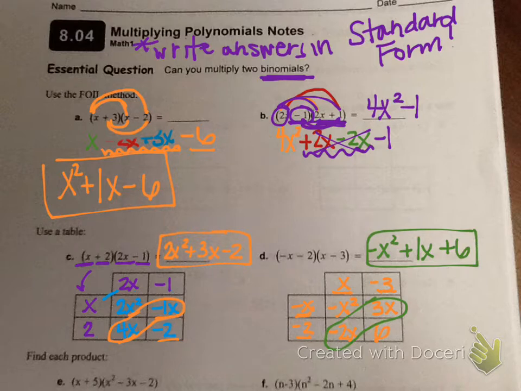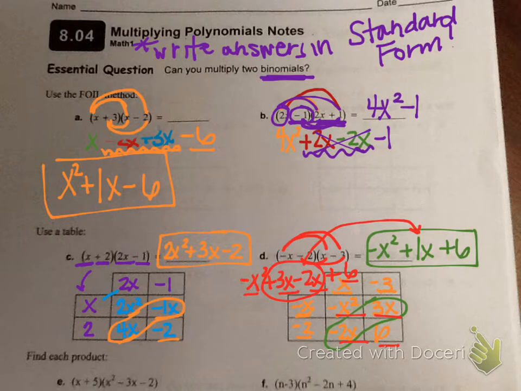Now, if you wanted to check by using FOIL, we can do that. Negative x times x, negative x squared. Negative x times negative 3 is plus 3x. Negative 2 times x is negative 2x. Negative 2 times negative 3 is positive 6. Notice the 4 things in your box are the 4 things that you're multiplying. And then here you're combining to get your 1x. You get your same answer.